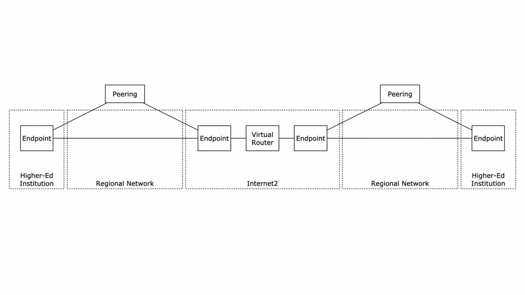Let's add some detail to this example. So in this particular example, we have a higher ed institution connecting to Internet 2 through a regional network. On the right, we have a second higher ed institution connecting to Internet 2 through a regional network. This is a layer 3 service, and both higher ed institutions peer with Internet 2. Insight Console refers to those peerings as the connections.